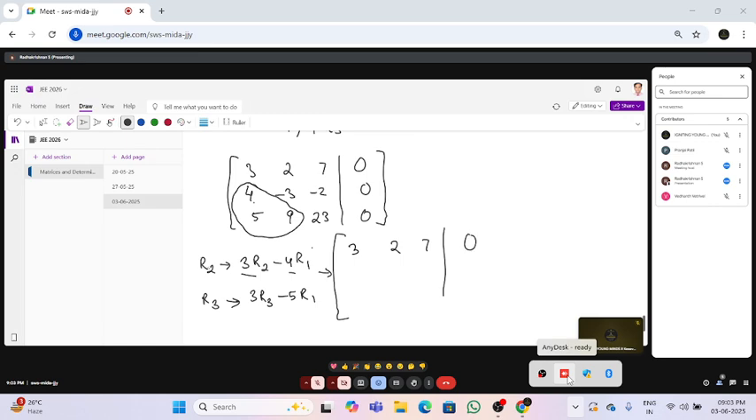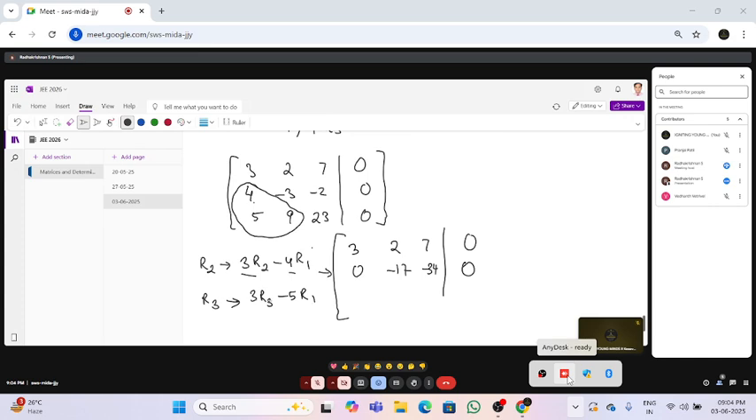3, 2, 7, 0. So R2 I am doing like this. 3 into 4 minus 4 into 3, that is 0. Next, 3 into minus 3 minus 4 into 2. Please do it carefully. So that is going to give you minus 17. Again, 3 into minus 2 minus 4 into 7. So this is going to give me minus 34. This will be 0. Whatever coefficient you apply, it will remain 0 only.